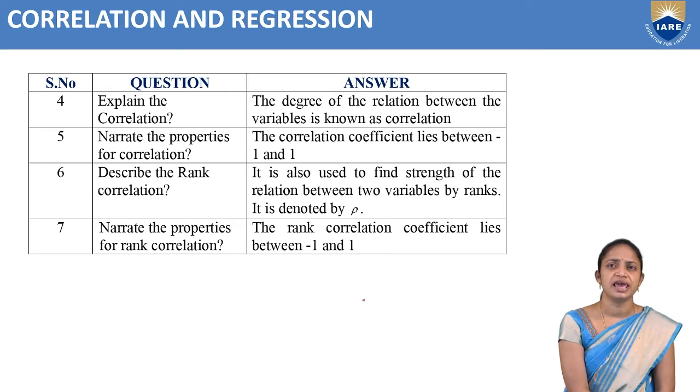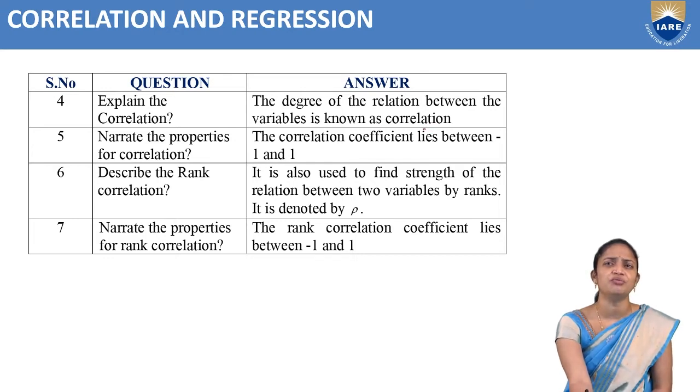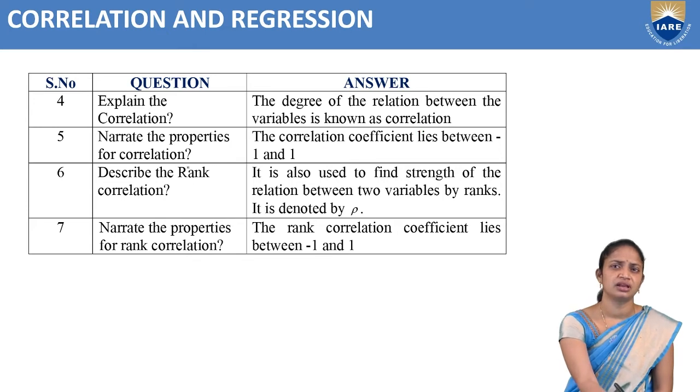Next question: explain the correlation. The degree of the relation between the variables is known as correlation. Or simply, the relationship between two variables. What is correlation? The relationship between two variables is known as correlation. Next one.